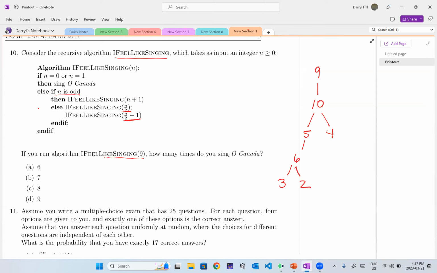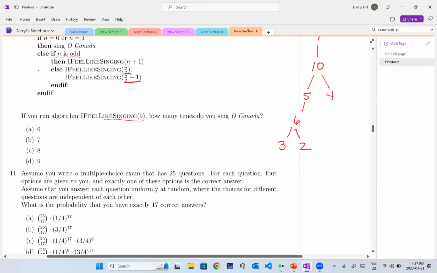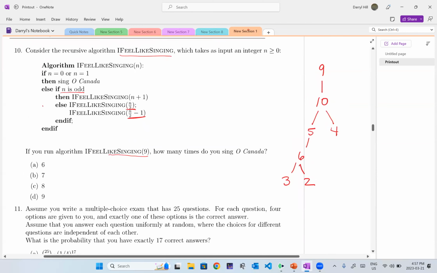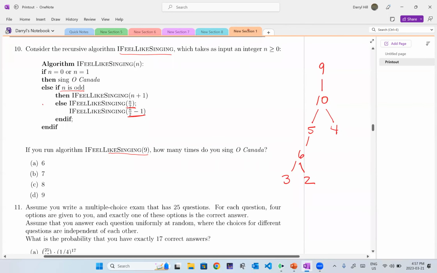All right, and then, I mean, it's not the easiest, but it's easy, a little bit painstaking. 3 is odd, that goes to 4. Well, now I have a 4 here and a 4 here, so I just need to compute one of them, and I'll know both of those values.